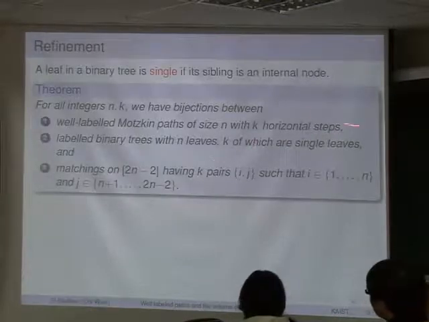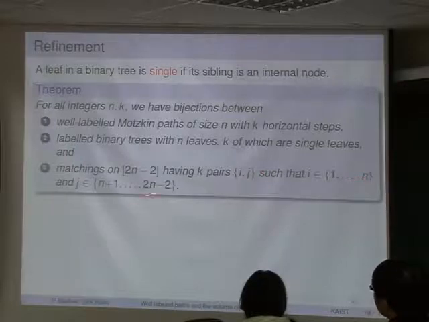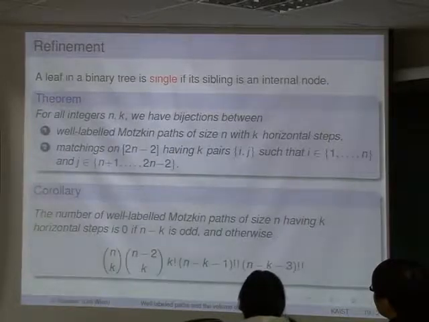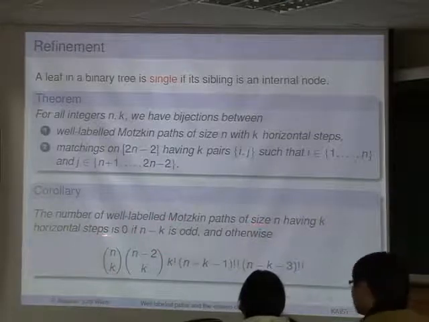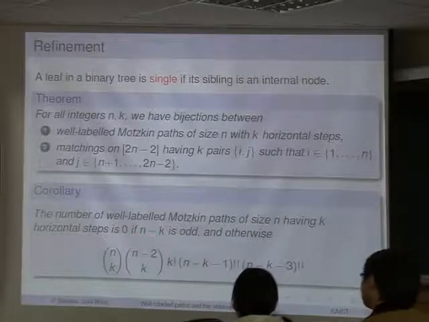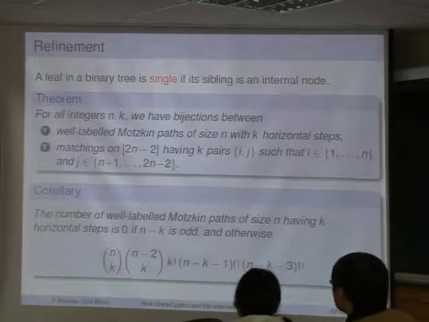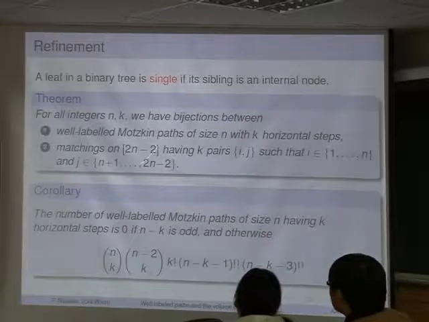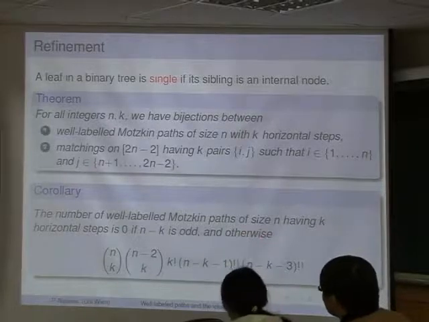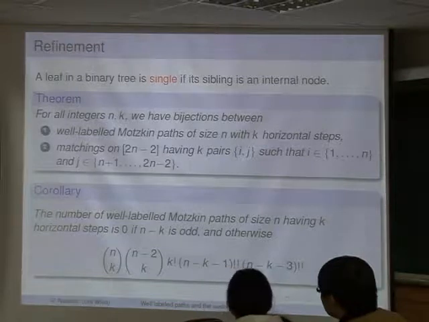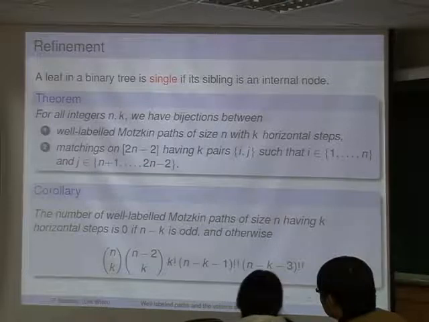Horizontal steps become single leaves, and they correspond to pairs with one integer at most n. And this is very elementary to count. The number of well-labeled Motzkin paths of size n with k horizontal steps is 0 if n minus k is odd. Otherwise, you just count these matchings, and this is given by this expression. I can show you if you want, but it's quite easy to compute.